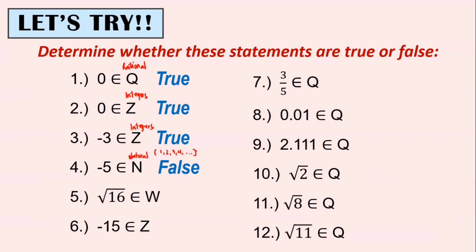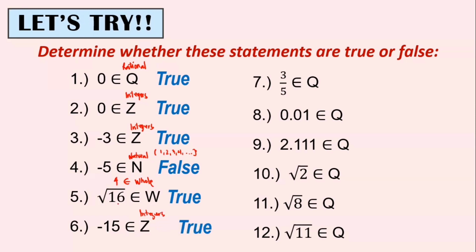If you're going to simplify the square root of 16, that is equal to 4. So 4 is an element of the whole numbers. Okay, yes, this is true. Next, negative 15 is an element of the integers. Okay, yes, this is true.